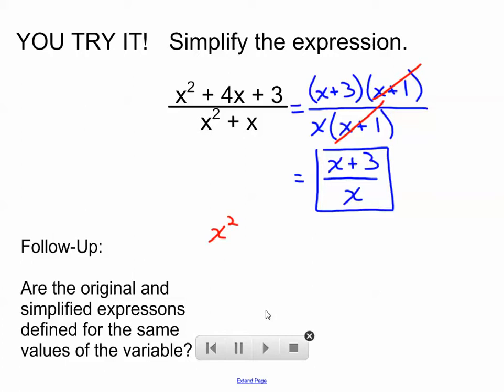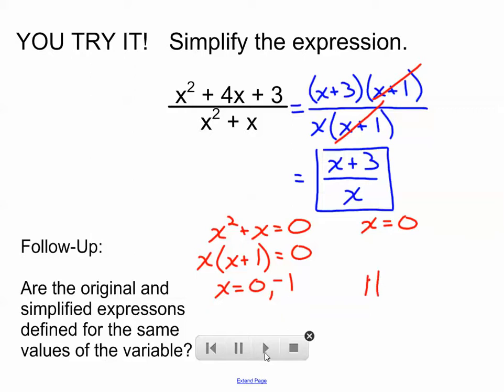As far as the follow-up goes, let's take the first denominator and set it equal to 0. Let's factor that by taking the x out and then using the zero product property to say that 0 and negative 1 would make this equal to 0. So that's what would make the expression undefined.